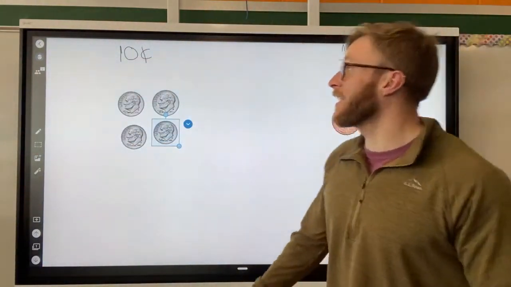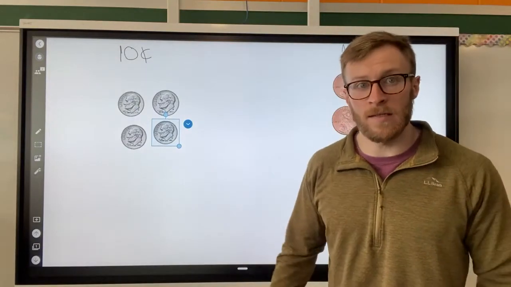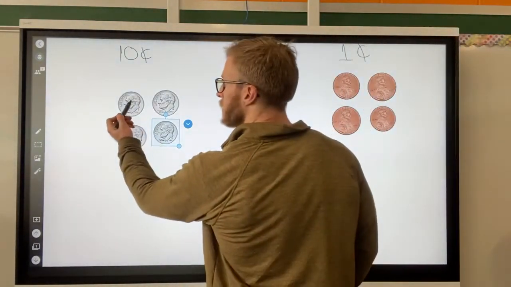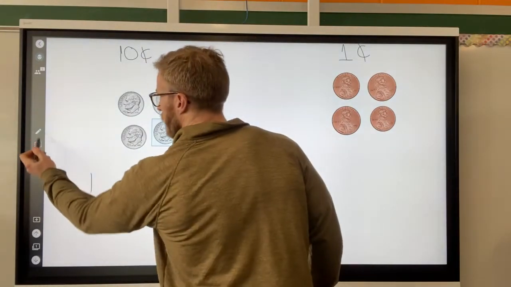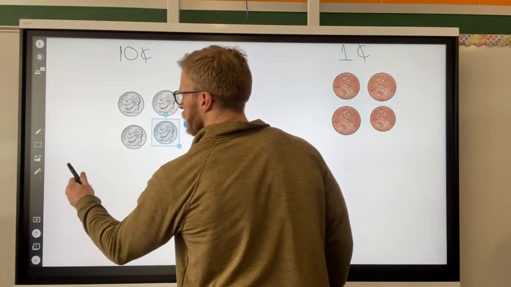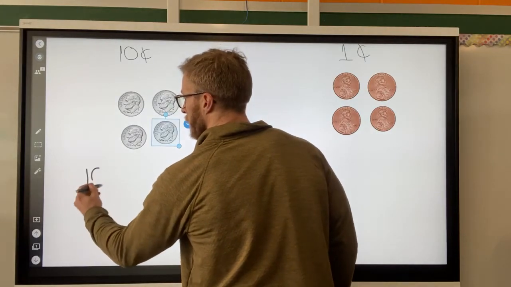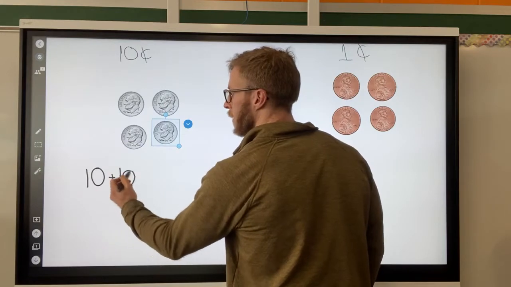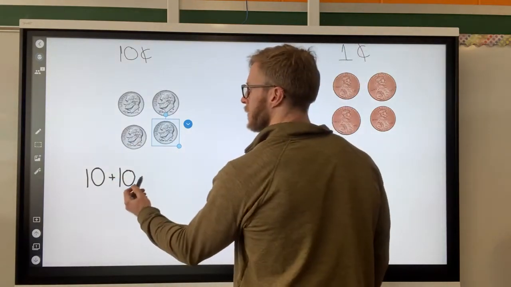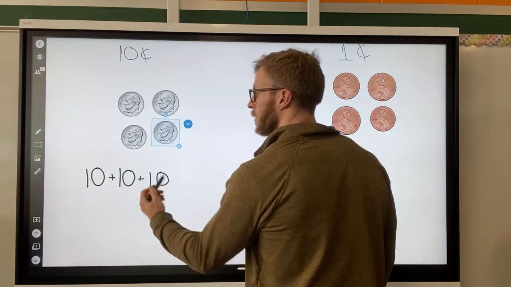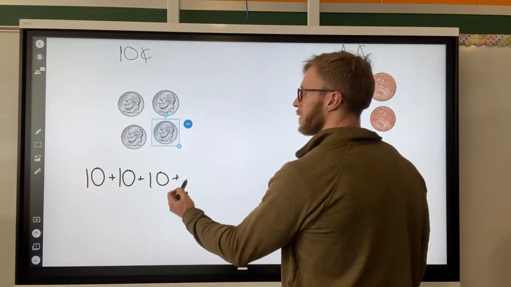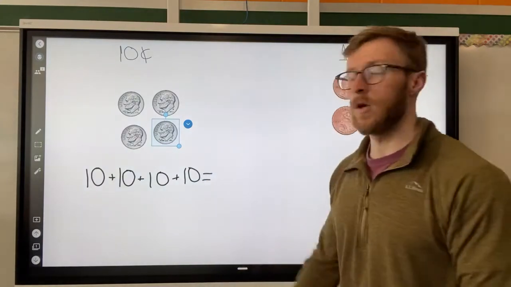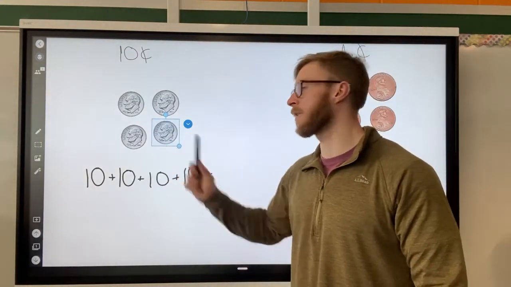Let's think. Let's figure this out. If I said each dime is 10 cents, what would a number sentence look like for this? Here's 10 cents, so I'm going to write 10 cents. Here's another 10 cents, so I'm going to add 10 cents there. Then I have another 10 cents, so I'm going to add 10 more cents. And then I have my fourth 10 cents. So this is 10 plus 10 plus 10 plus 10.